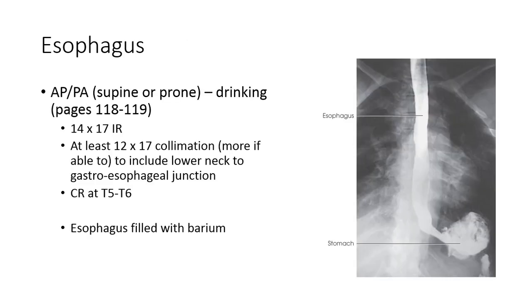Before we begin the details for positioning, it's important to mention the evaluation criteria for each of these views. They need evidence of proper collimation. Esophagus should be visualized from the lower part of the neck to its entrance into the stomach. It should be filled with barium, and you should have radiographic penetration of the barium.